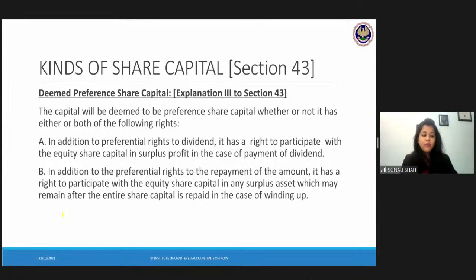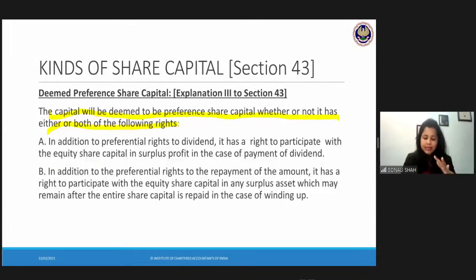This is a very important point because the way it is worded, it often creates confusion in the minds of students. So pay attention here. Explanation 3 says, the capital will be deemed to be preference share capital whether or not it has either or both of the following rights. So it is saying whether the share capital comes with any of these rights or not, it will be deemed to be a preference share capital. When I go into the details of preference share capital, where we will be talking about types of preference share capital, there we talk about participatory and non-participatory preference share capital.